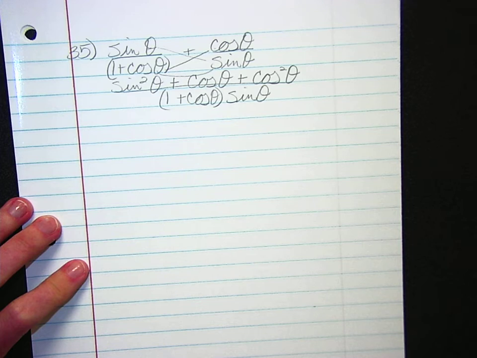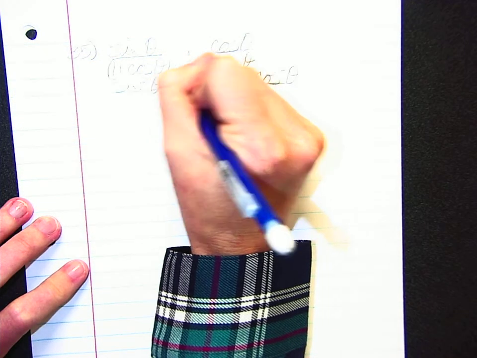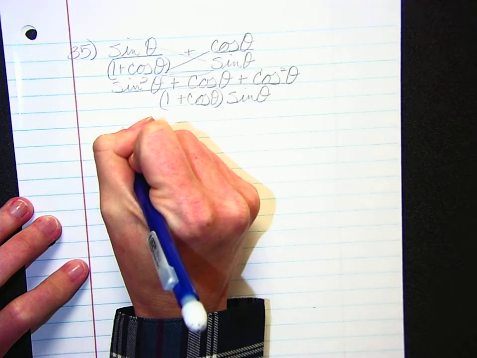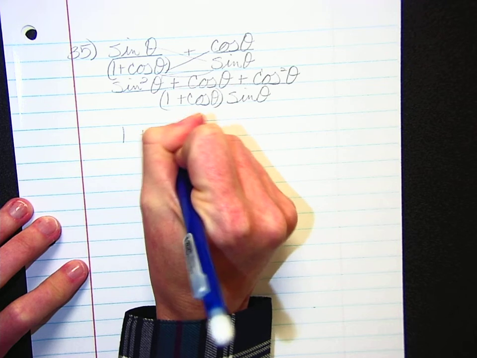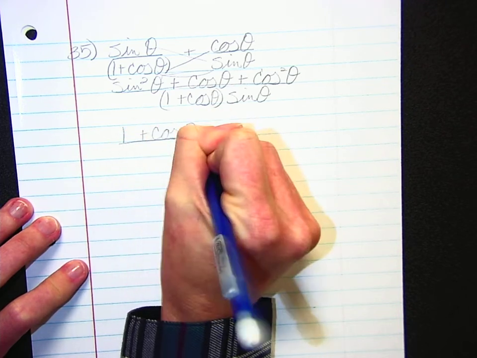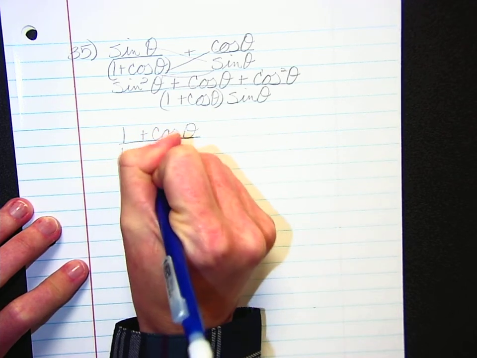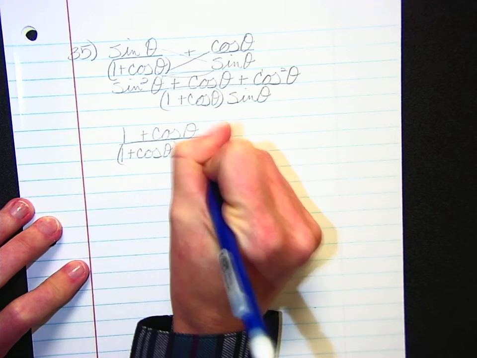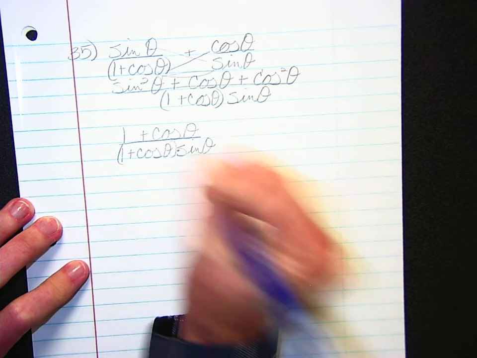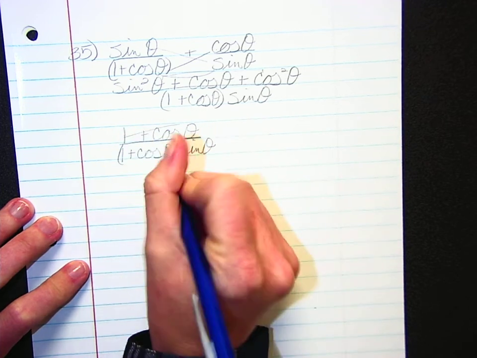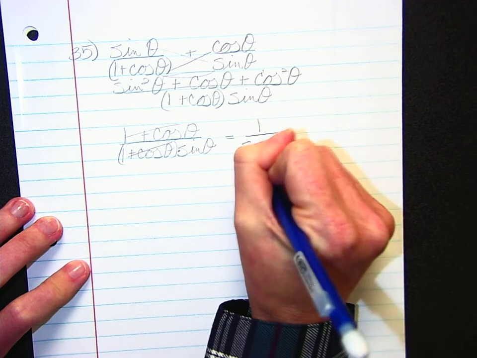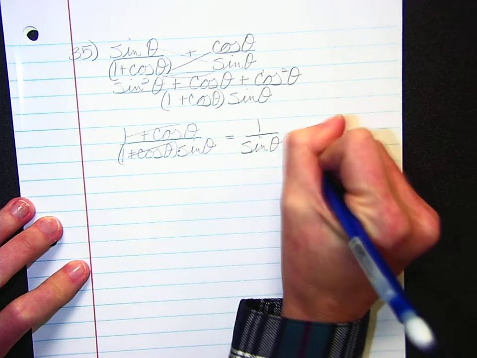All right, then I know that sine squared plus cosine squared is equal to 1. So I'm going to take this sine squared plus cosine squared right here, and I'm going to make that equal to 1 plus cosine theta. And I've still got 1 plus cosine on the bottom, and I've got that times sine. Now, since these two things are multiplied together, I can let this 1 plus cosine and this 1 plus cosine cancel out, which gives me 1 over sine again, which gives me cosecant.